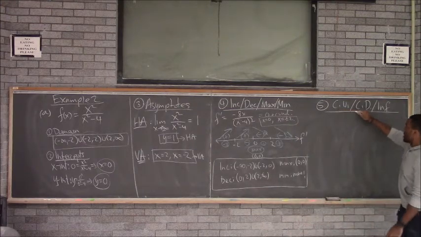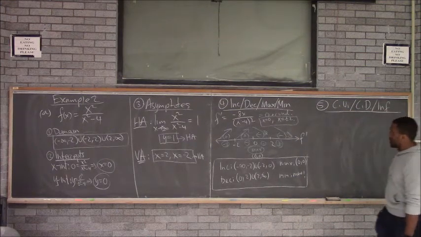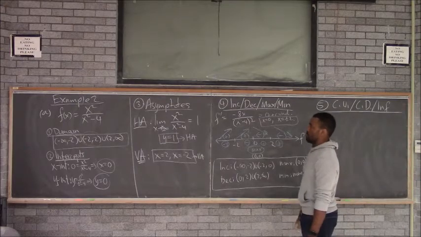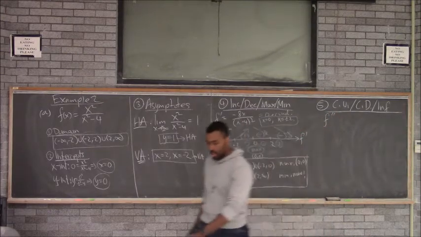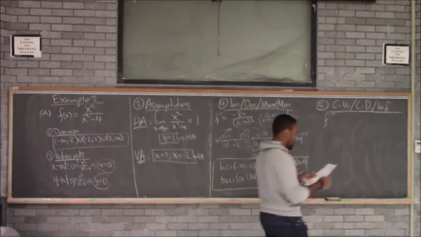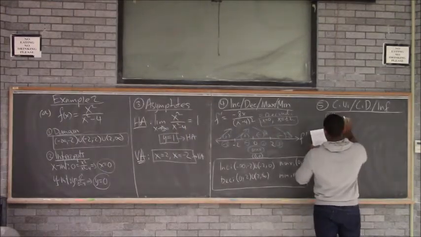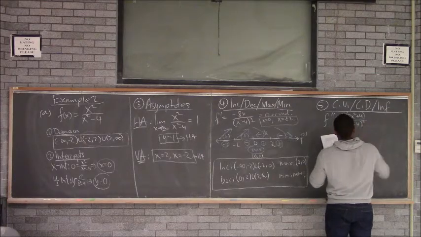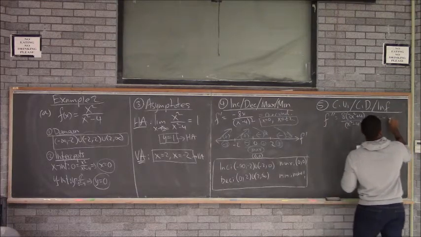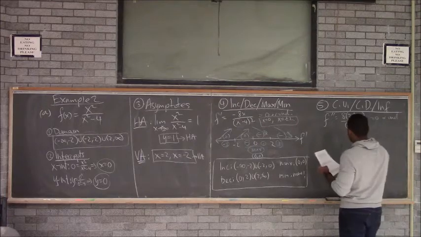Now, I wanted to talk about concavity and inflections. Well, what do we need? Second derivative is what I care about, and lucky for us, they gave us the second derivative. The second derivative is 8 times (3x squared plus 4) over (x squared minus 4) cubed. We want to set this equal to 0 or undefined. That's what we care about.